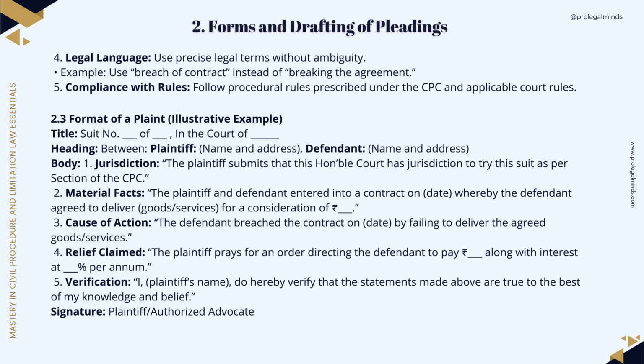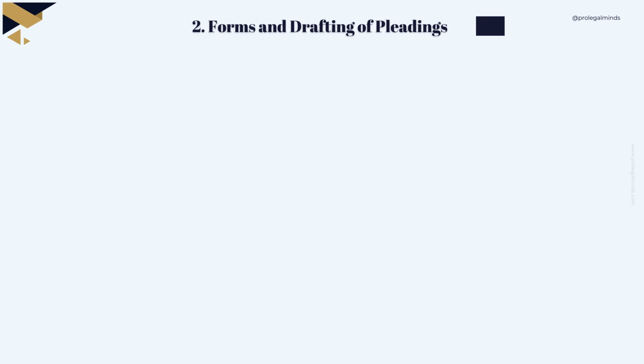2. Material facts. The plaintiff and defendant entered into a contract on date whereby the defendant agreed to deliver goods for rupees. 3. Cause of action. The defendant breached the contract on date by failing to deliver the goods. 4. Relief claimed. The plaintiff prays for an order directing the defendant to pay rupees along with interest. 5. Verification. I, plaintiff's name, verify that the above statements are true to the best of my knowledge. Signature. Plaintiff, authorized advocate.